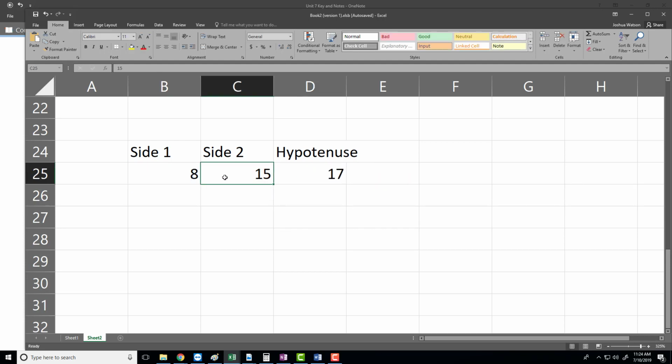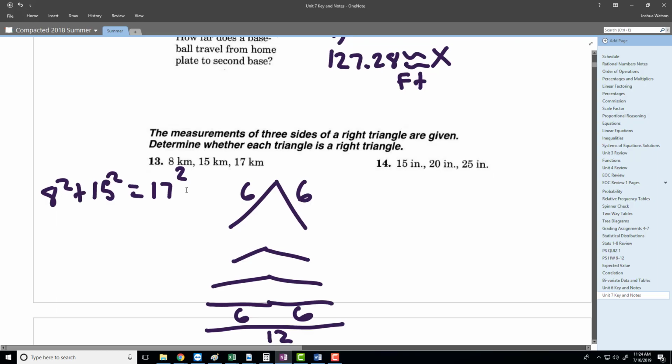Does 8 squared plus 15 squared equal 17 squared? It does. This is a right triangle. Cha-ching! Oh, my check marks aren't as pretty on this program. Darn it. I like the one at home better. All right. Does this satisfy the triangle inequality law? Is 15 plus 20 larger than 25? Yes, it is. So it's a possible triangle.